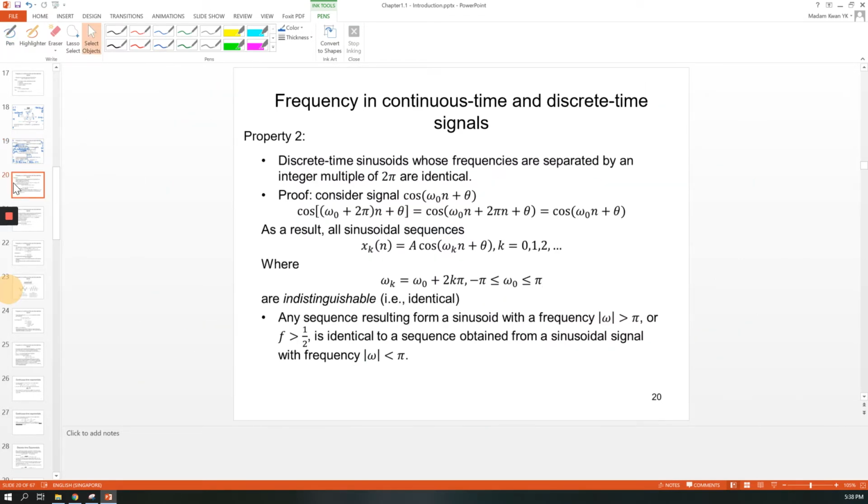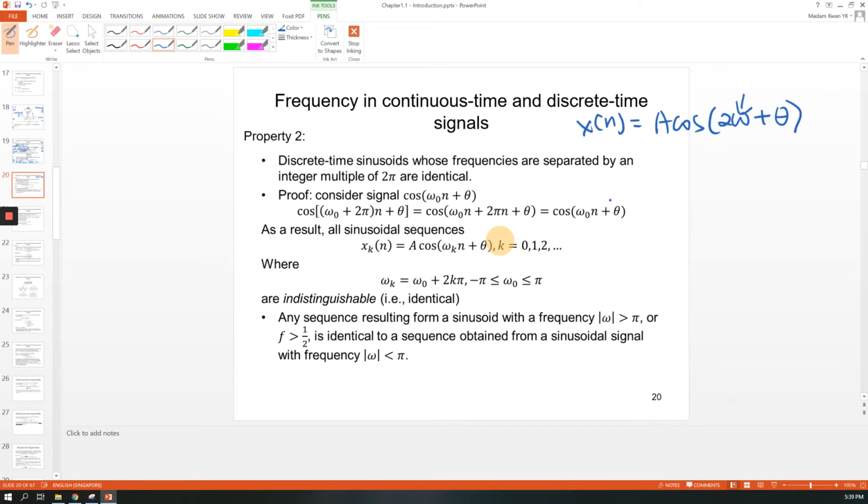Okay, let's move on to property number 2. Discrete time sinusoids whose frequencies are separated by an integer multiple of 2 pi are identical. So what does that mean? Let's say you have omega now. So you have x[n] equals A cosine of omega n plus theta. Let's say you decided to increase this normalized frequency by 2 pi.